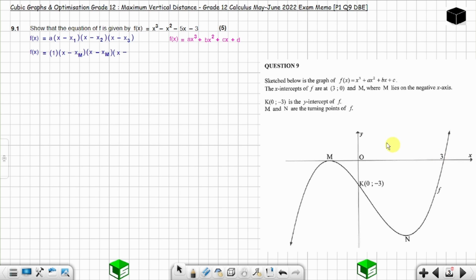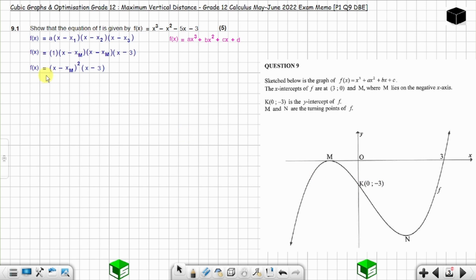Minus, now you have 3. You carry on, f of x is equal to 1 times this, squared, and then times this. So how can you get xm? You are going to use another point which is on the graph of f. Do not use your x-intercept. Use another point which is on the graph of f. Okay, we can use this point.